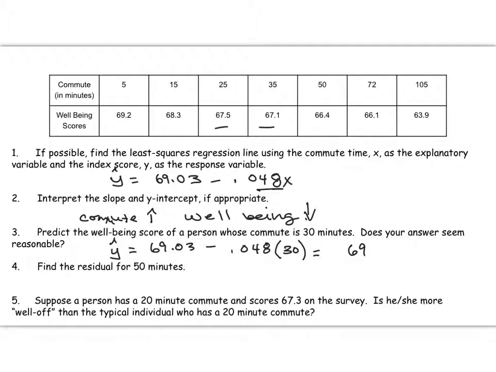So if we want to find the residual, remember the residual is the difference between our observed values and our predicted values. So first thing we need to do is find our predicted value. So our predicted value is going to be 69.03 minus 0.048 times 50. And that gives us 71.43.